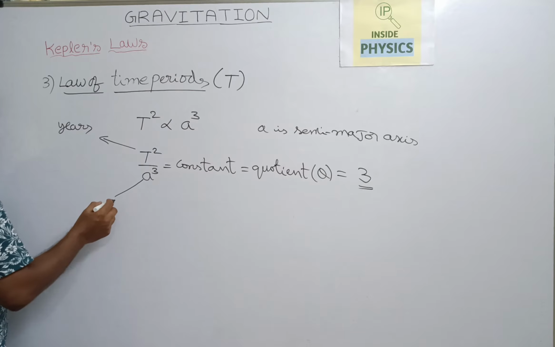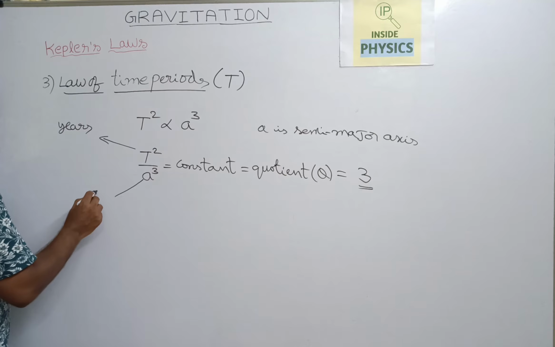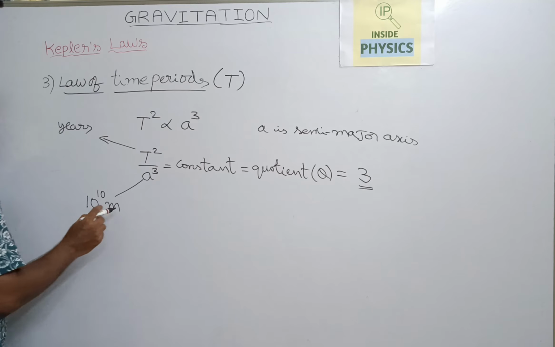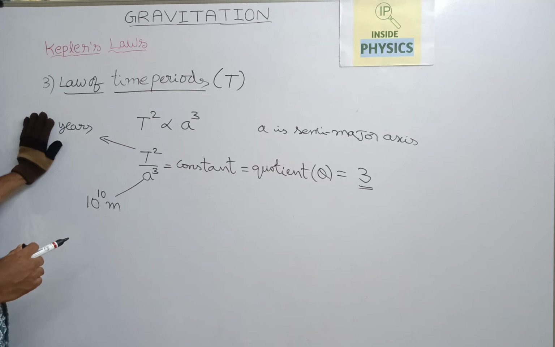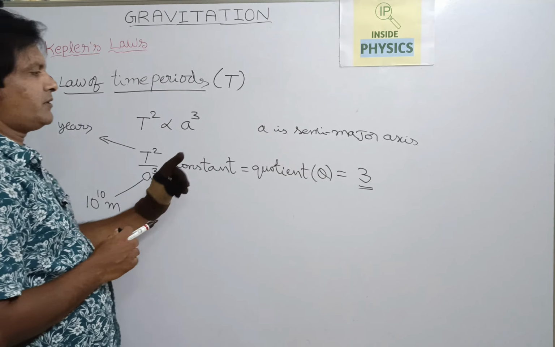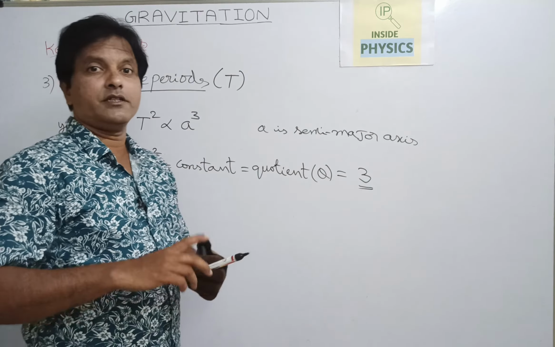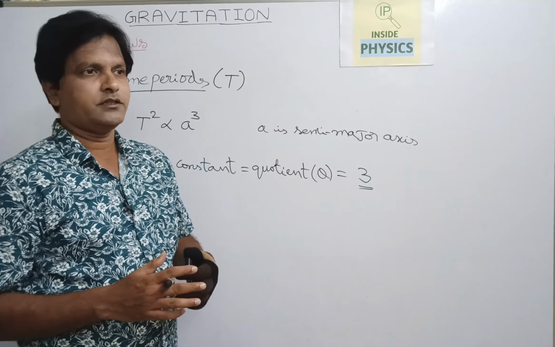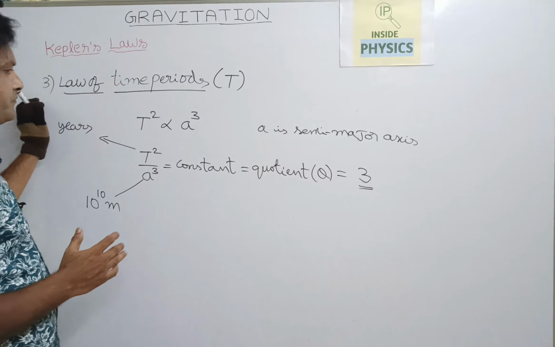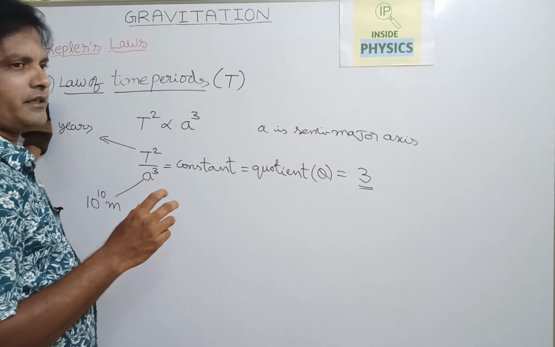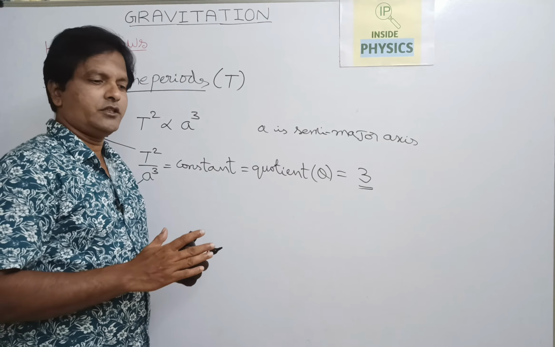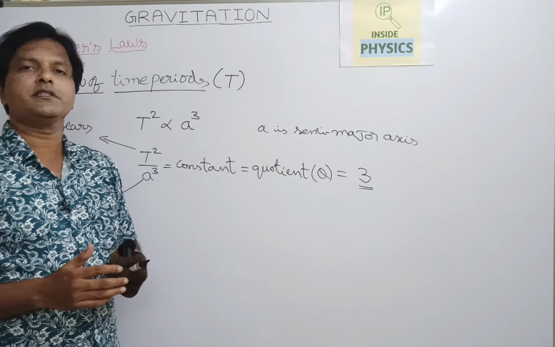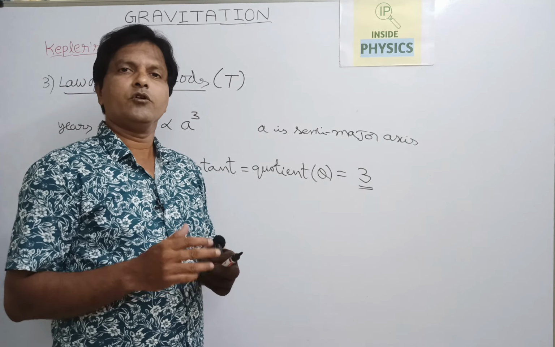The distance of this semi-major axis is measured in the units 10 to the power of 10 meters. Okay, so this is how the law of time periods is understood. So there is a concept of central force. We all know the gravitational force is a central force. Central force has a characteristic of law of conservation of angular momentum. In case of a central force, the law of conservation of angular momentum is obeyed.